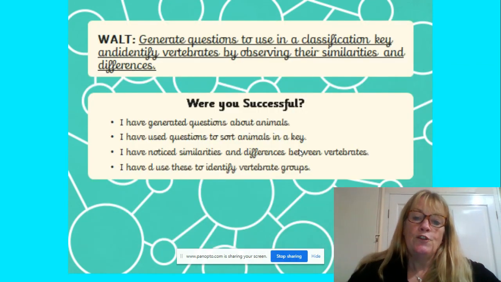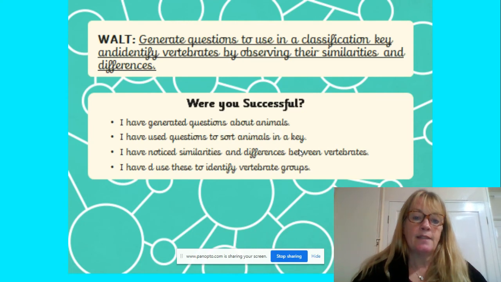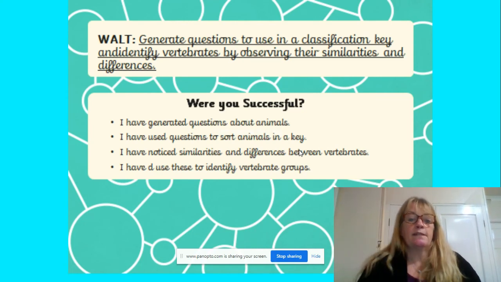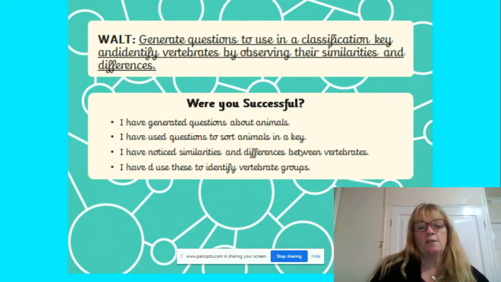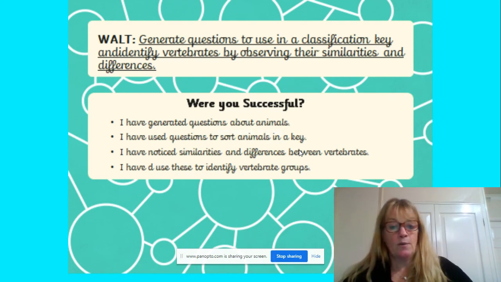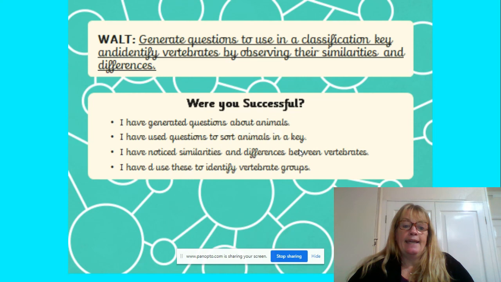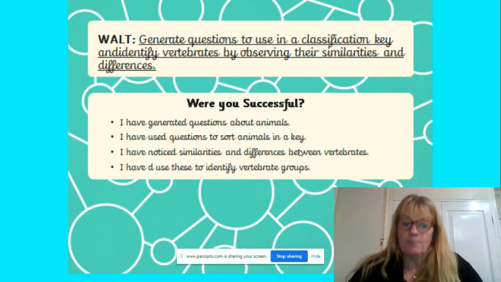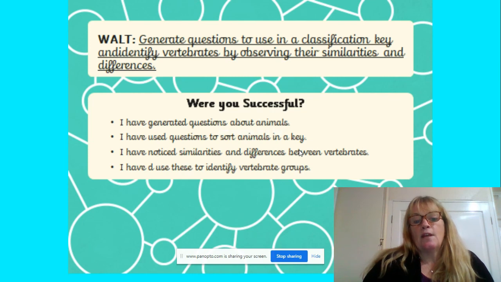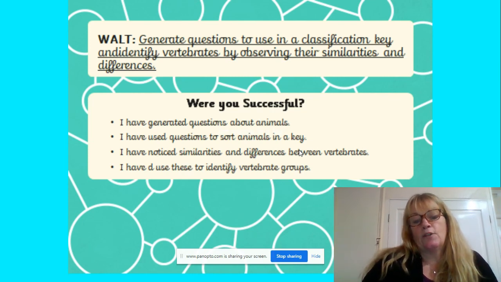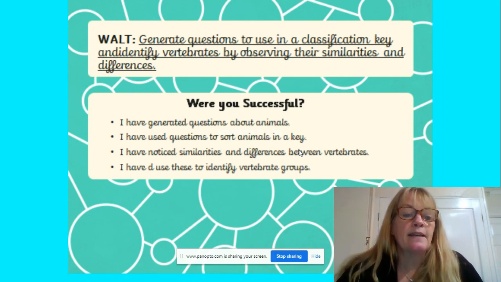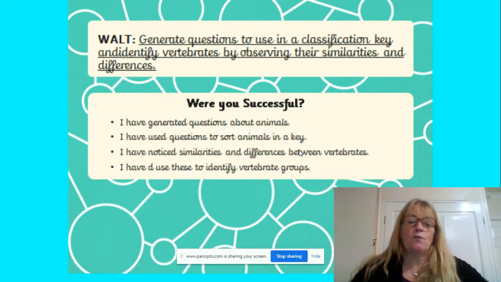So once you've been through all the slides and completed the tasks, hopefully you'll find that you've been successful. You will have generated questions about animals, used those questions to sort the animals into a key. You'll have noticed that there are similarities and differences between vertebrates, and you'll have used those to identify vertebrate groups. Sorry, I've just noticed at the bottom of that there's a spelling mistake there, isn't there? I've added an extra D in, so sorry about that.